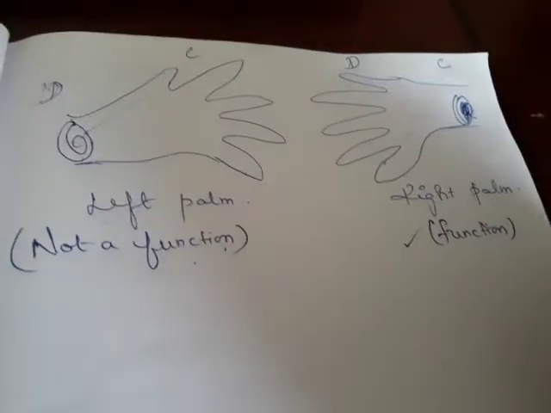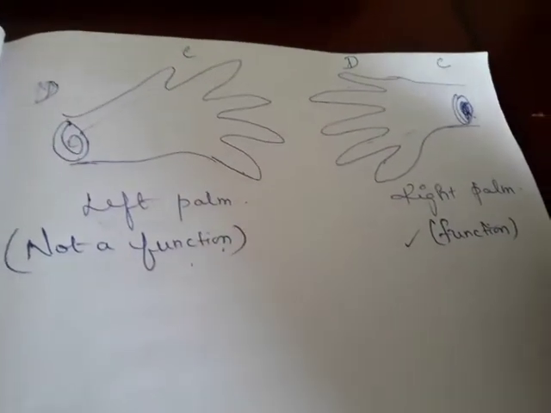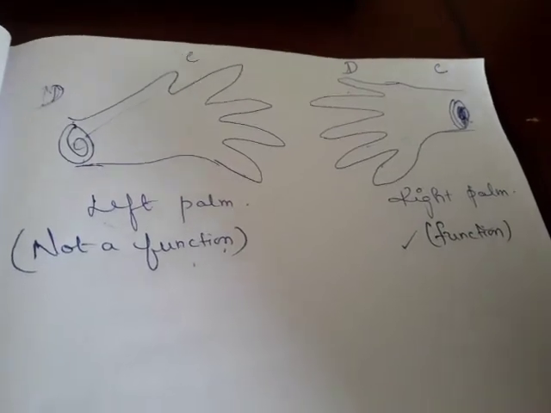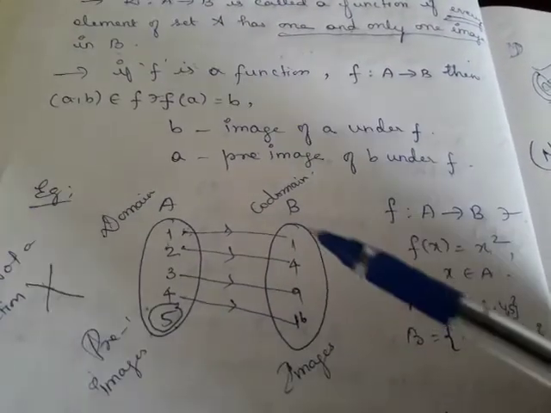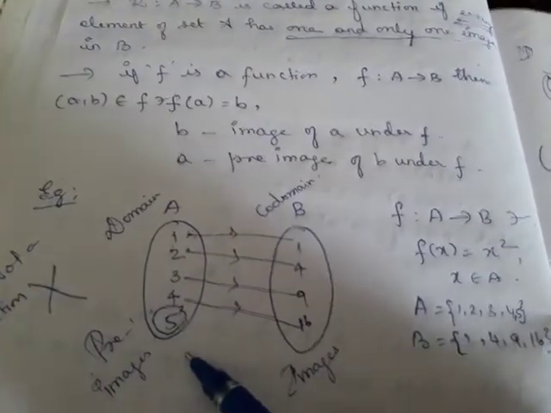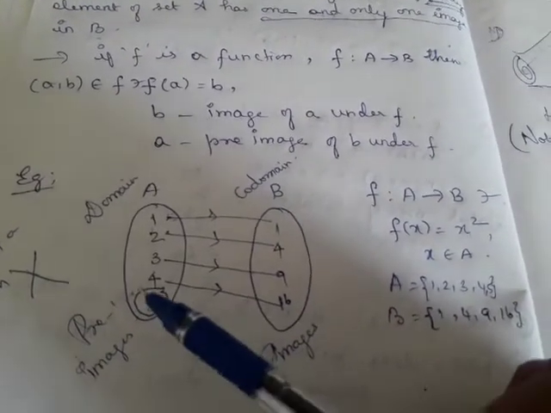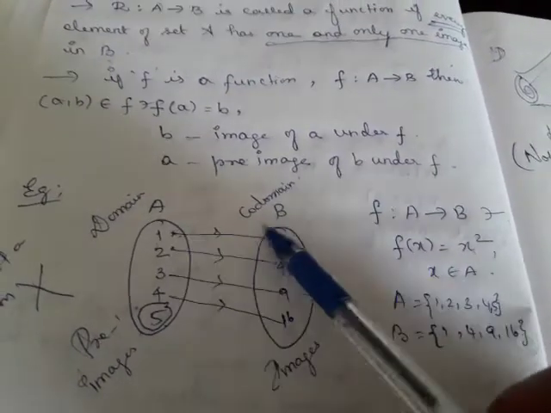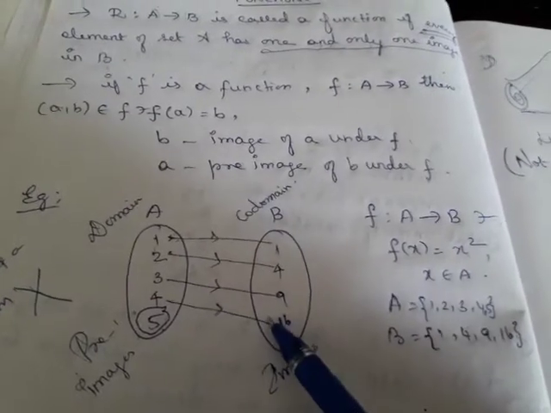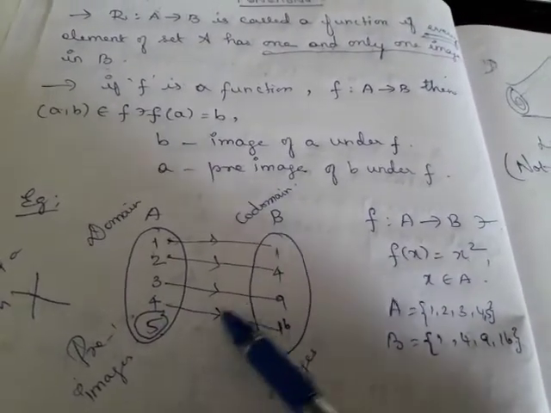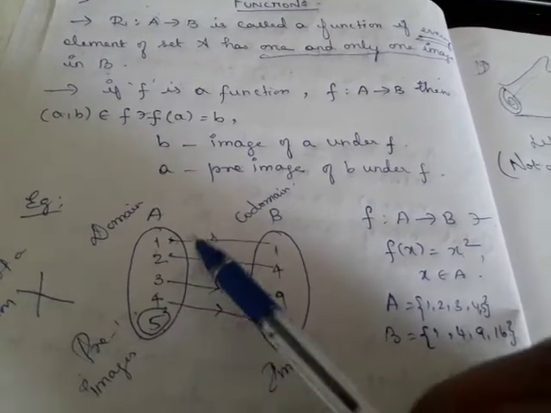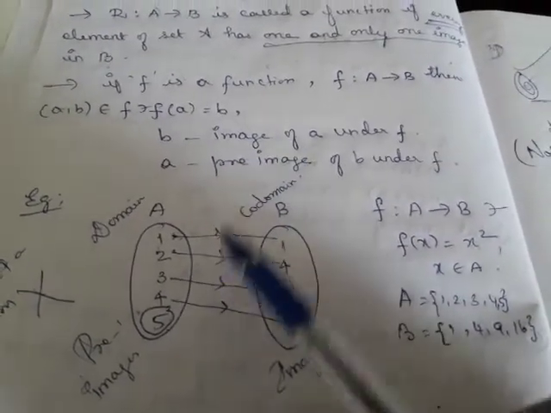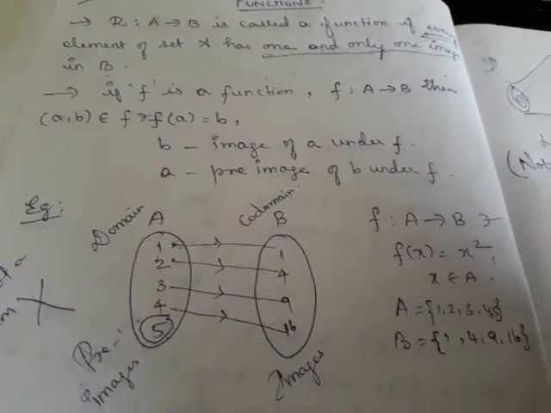Okay, so what are the things you should remember to check whether the given relation is a function or not? First, you should check that each and every element of set A should be mapped. There should not be any element left out. Second point, each element should have a single mapping only. It should not be multiple mapping, right? So these two things you have to check. If these two things are true, then the relation will become a function, right?